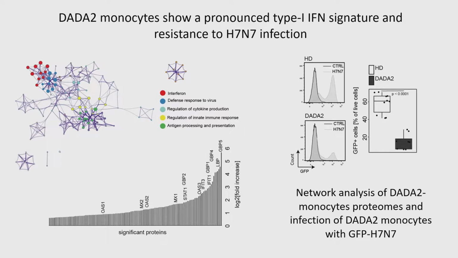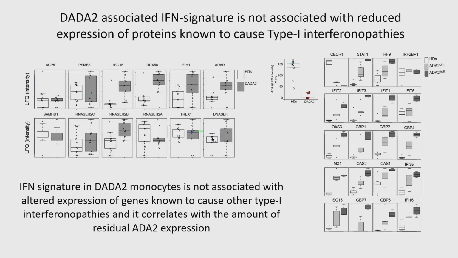Related to what we have just heard, we also analyzed in the same datasets the expression of many other proteins known to cause different interferonopathies, like TREX1 and many others, and we did not observe any significant differences in the expression of other proteins involved in causing type 1 interferonopathies.